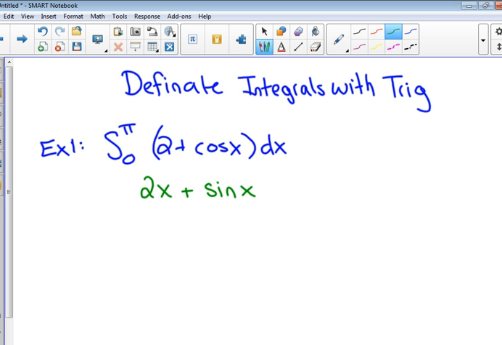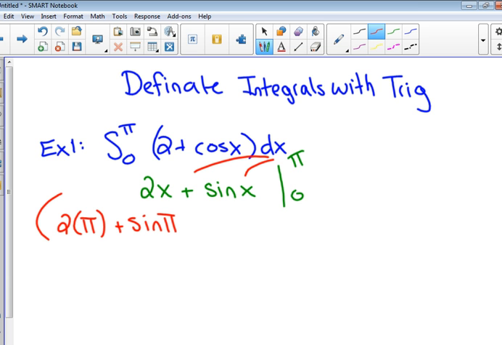Now, the last step here is we need to take our pi and 0 and actually plug them in. We're going to do the exact same thing. We're going to take pi and plug it in where you see it. So it looks like 2 times pi plus sine pi. We're going to do all that out, and then we're going to subtract when you put the 0 in.